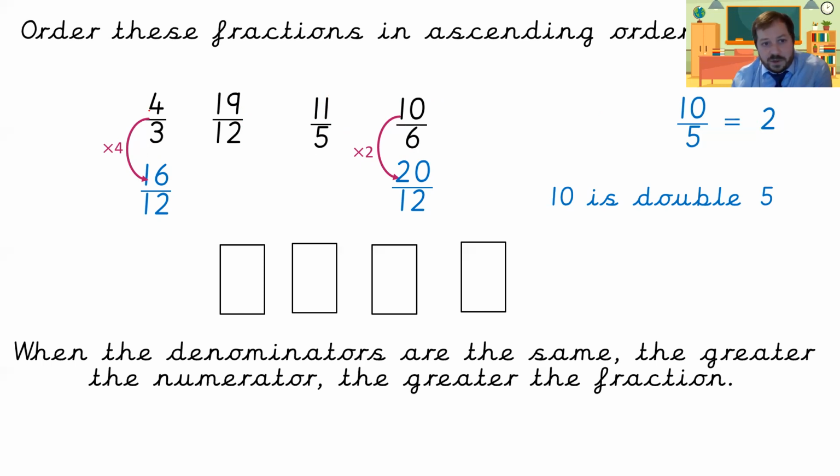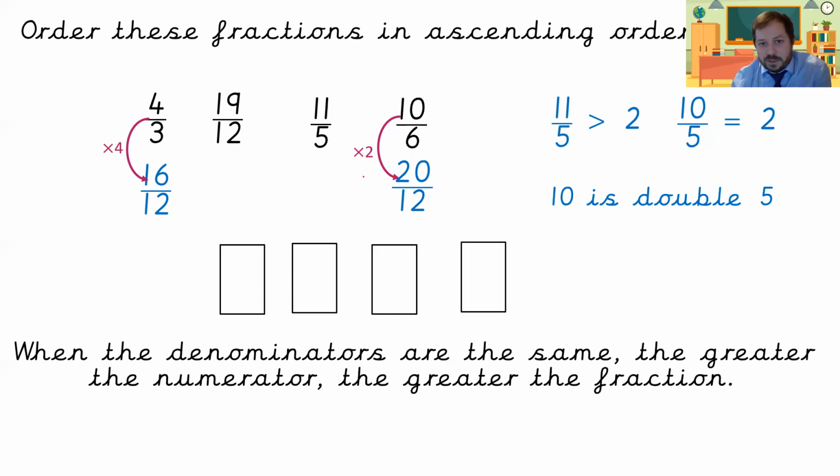Okay, so 4 thirds would be 1 and 1/3. 19 twelfths would be 1 and 7 twelfths. And then 10/6 would be 1 and 4/6. None of them go above 2. So the first thing we can do is say that actually this 11 fifths we know is going to be the biggest one here. So we could already put that in there if we needed to.